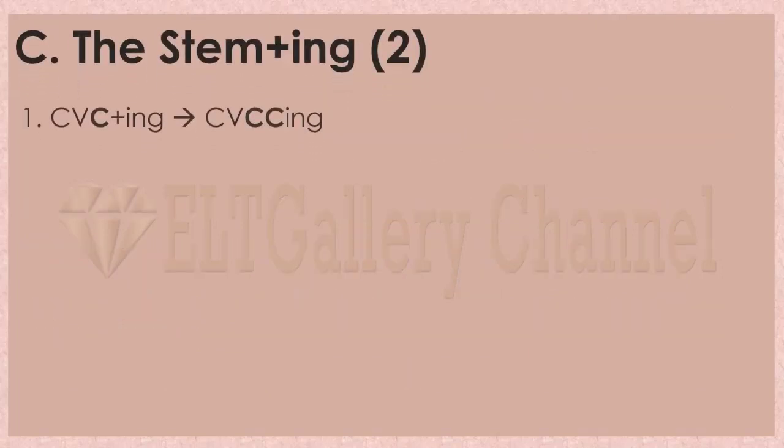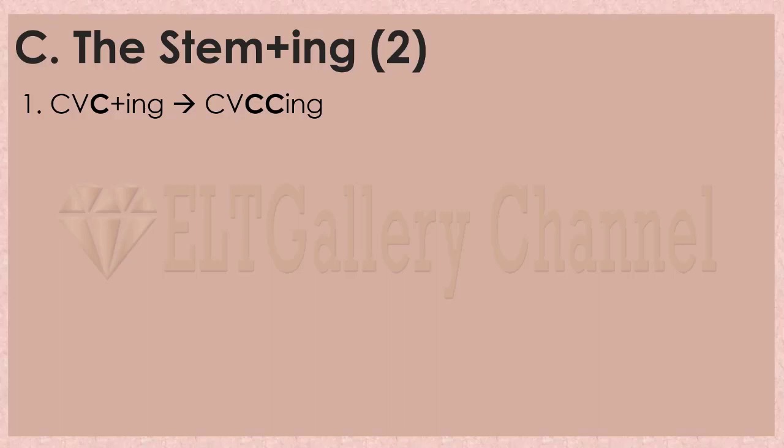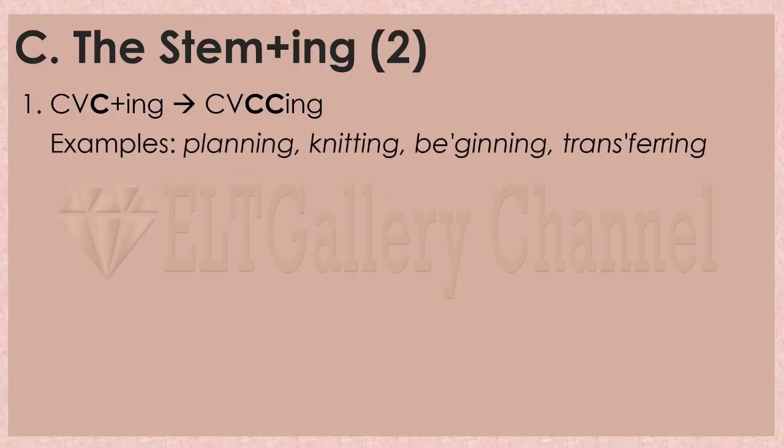Here, the first we have CVC. So this is the structure of the syllable: consonant, vowel, consonant, plus ing, and then the final consonant is double. We have planning, knitting, beginning, transferring. So planning is one syllable, knitting is one syllable, and then the N here and the T here are double.